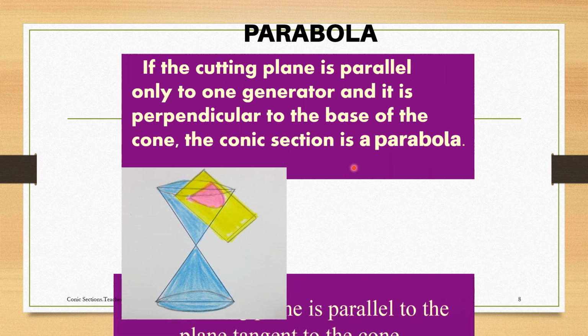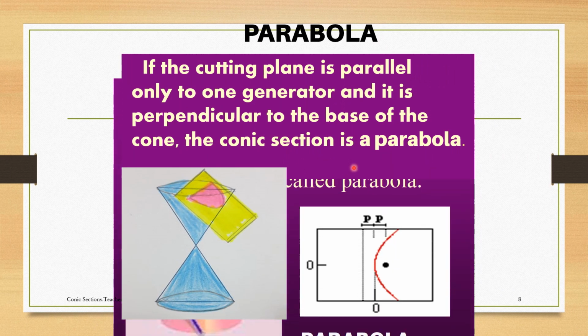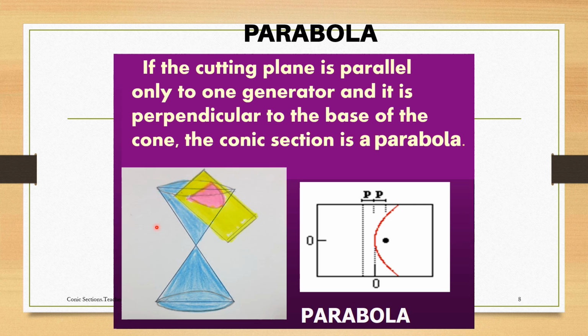The second conic section is what we call a parabola. As you can see in the figure, the cutting plane is parallel only to one generator and it is perpendicular to the base of the cone. In this case, we can say that the conic section is a parabola.